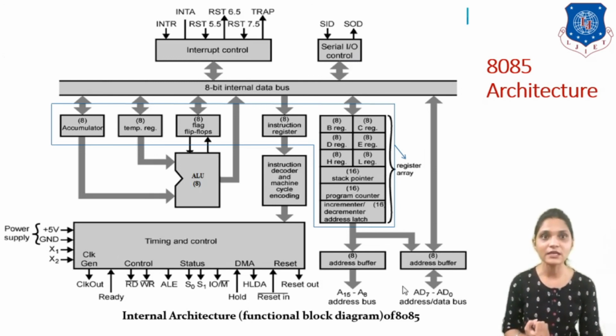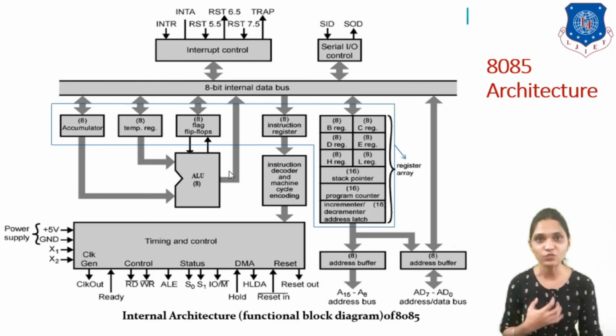Okay, here with the buffer, we have the address bus and data bus, a multiplexed bus, and this is the single bus. Okay, so this is the whole architecture of microprocessor 8085.